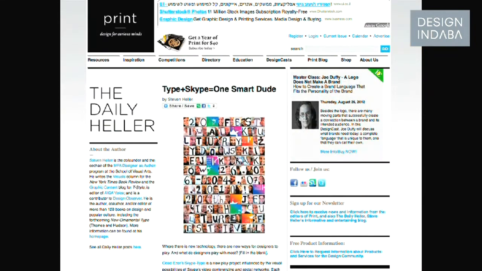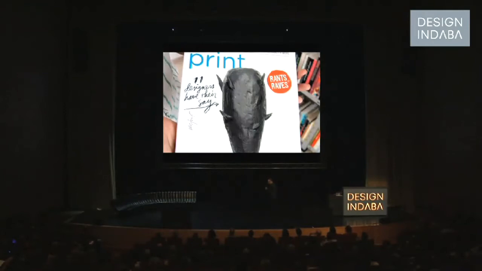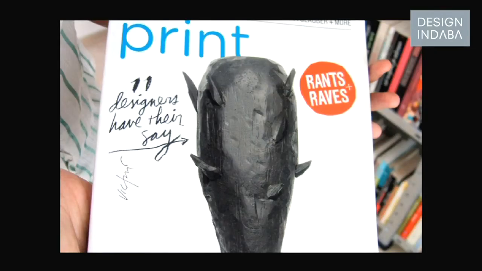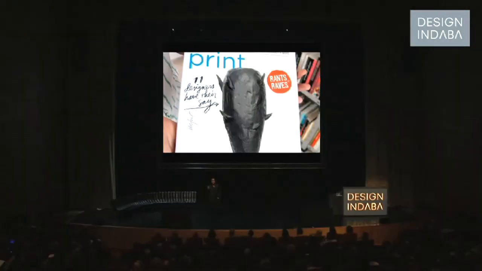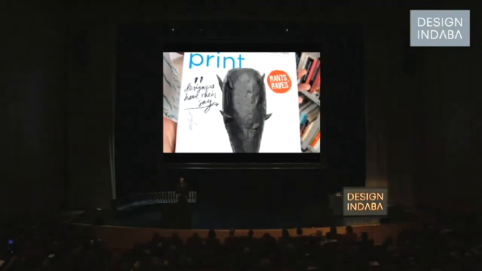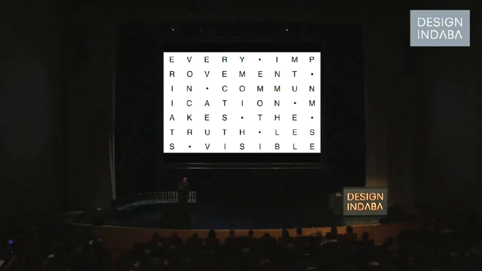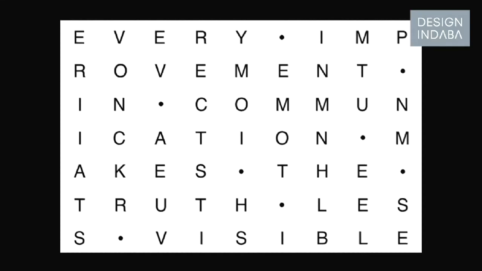I was very delighted to find out that Stephen Heller wrote about this in Print magazine as well, but I was even more delighted to get an email from Print magazine itself saying, we are going to publish an issue and ask 11 designers to say whatever they like, and we'll give you one double spread. Wow, great. Immediately, I thought to use Skype type for this double spread, and I came up with a phrase saying, every improvement in communication makes the truth less visible.